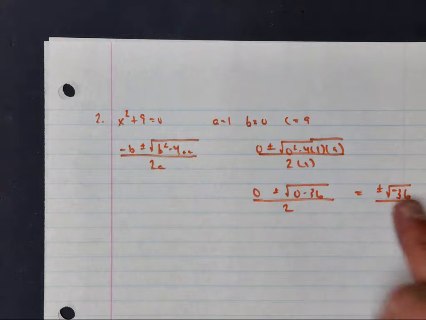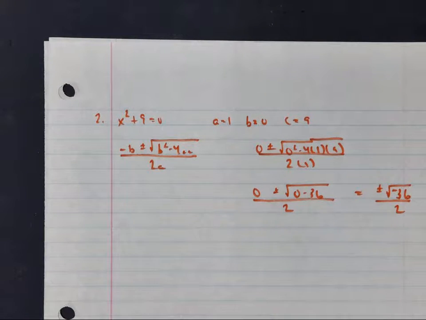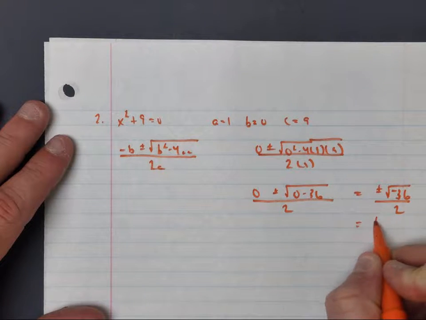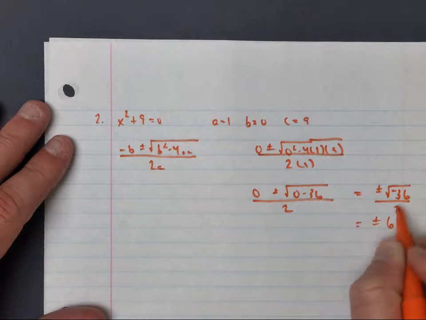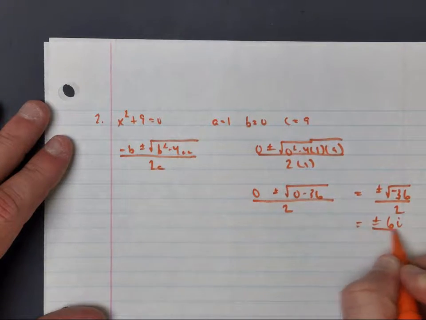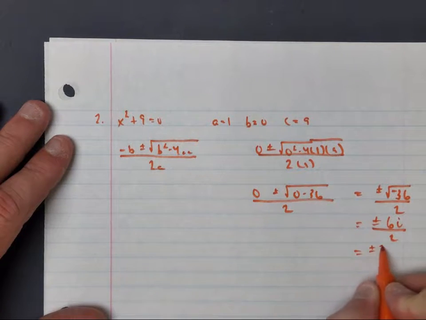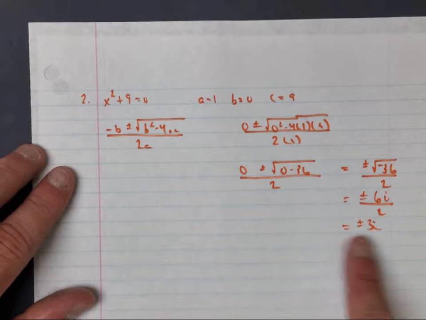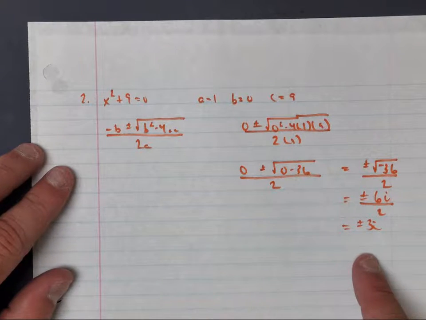Okay, there's a negative under an even radical. Therefore, these solutions are complex. These are not real. These are complex. Therefore, they're imaginary. You will not see them if you were to graph this function on the graphing calculator. You will not see them because these are imaginary. So, the square root of 36 normally is 6, but since there's a negative there, I'm going to make it 6i over 2, which equals plus or minus 3i. That is 2 imaginary solutions, plus or minus 3i.